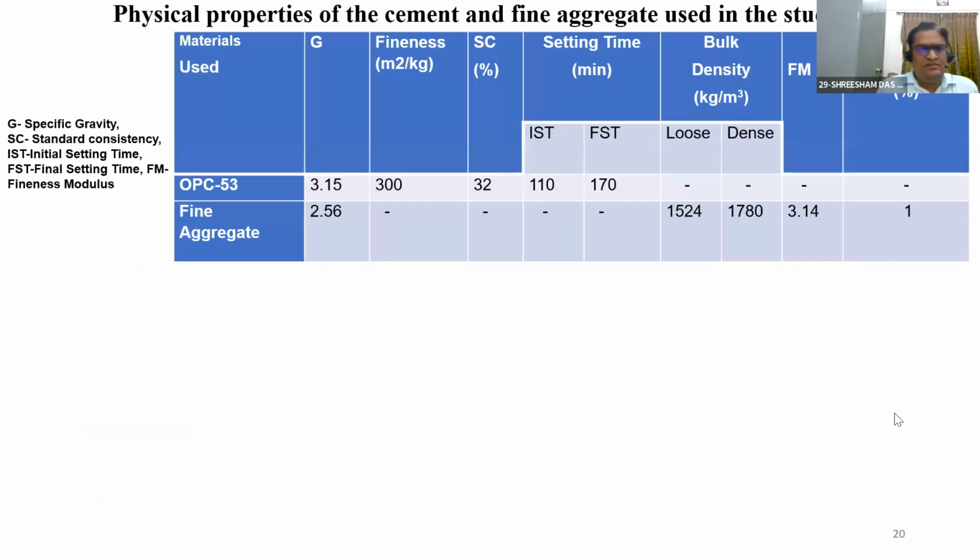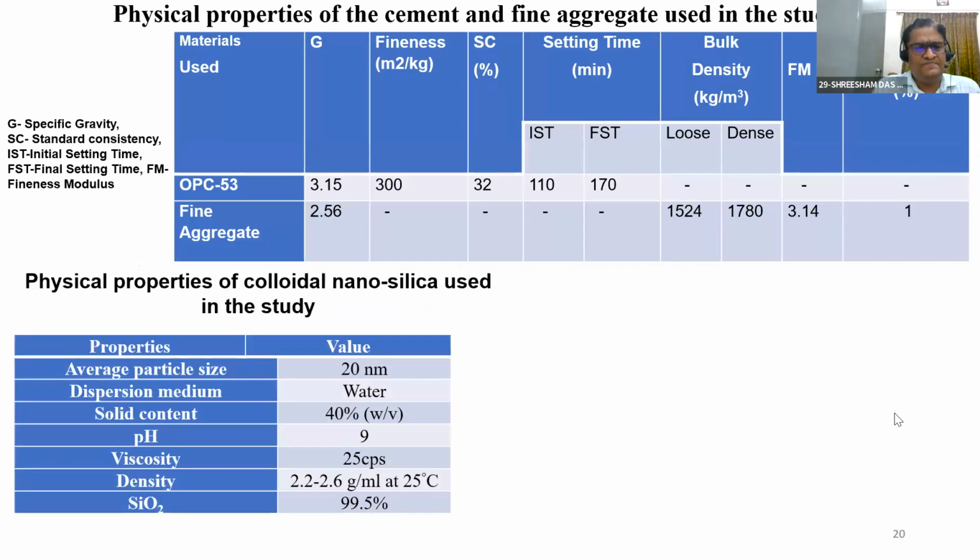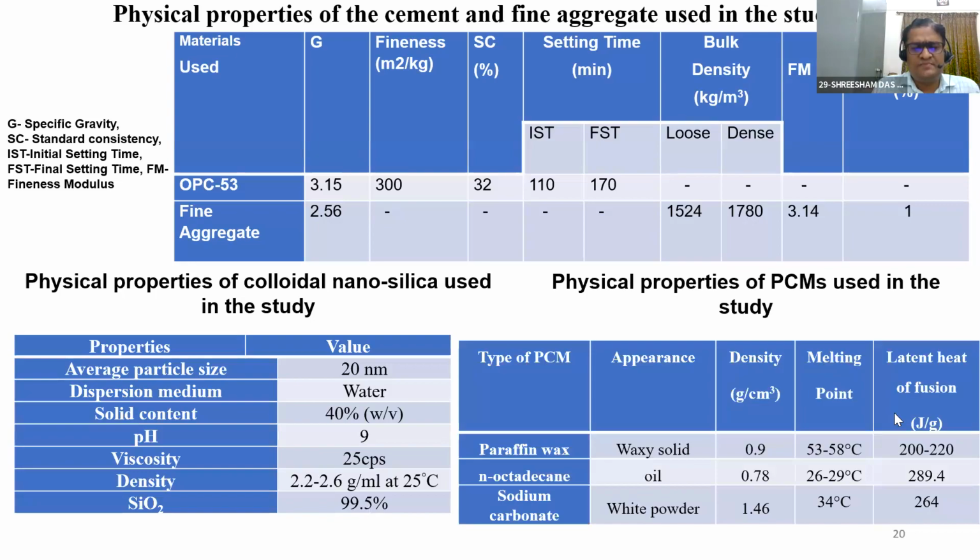So for the methodology, I will go quickly. These are the materials: OPC, fine aggregate, then physical properties of the colloidal nanosilica, then physical properties of the PCMs that we have tried in the study. We have tried three PCMs: paraffin wax, octadecane, and sodium carbonate. You can see paraffin was in solid form, octadecane was in liquid form, and sodium carbonate in powder form.